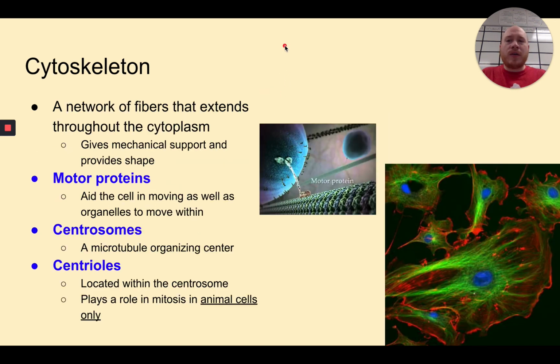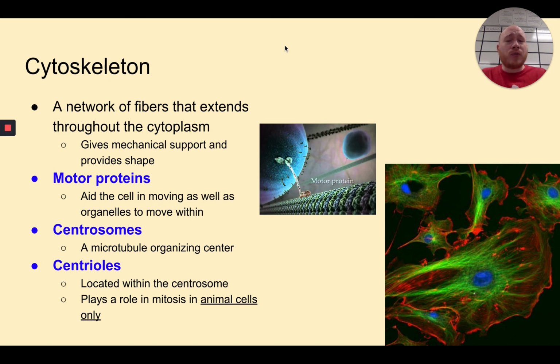Now, the cytoskeleton is also a structure that helps. It's a network of fibers that extends throughout the cytoplasm, and it provides mechanical support and provides shape for the cell itself. And on these pieces of the cytoskeleton, you might find things like motor proteins, which aid the cell in moving along, as well as organelles to move inside of the cell. So motor proteins can help move a cell itself and move things inside of it.